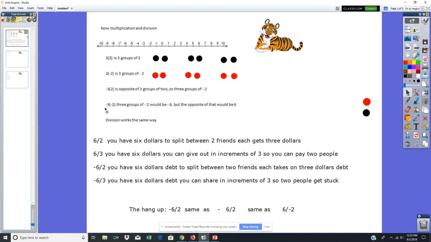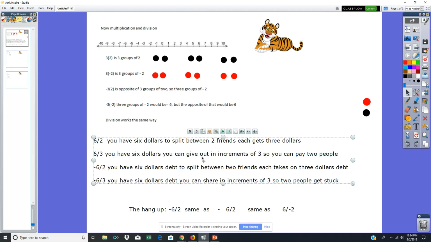And this last one, the opposite of 3 times the opposite of 2, or negative 3 times negative 2, is, well, the opposite of the opposite of 2. So 3 groups of the opposite of 2 would be negative 6, right? There's 3 groups of the opposite of 2, negative 6. But we want the opposite of that, which would be a positive 6, or these groups up here. So negative 3 times negative 2 would be a positive 6.